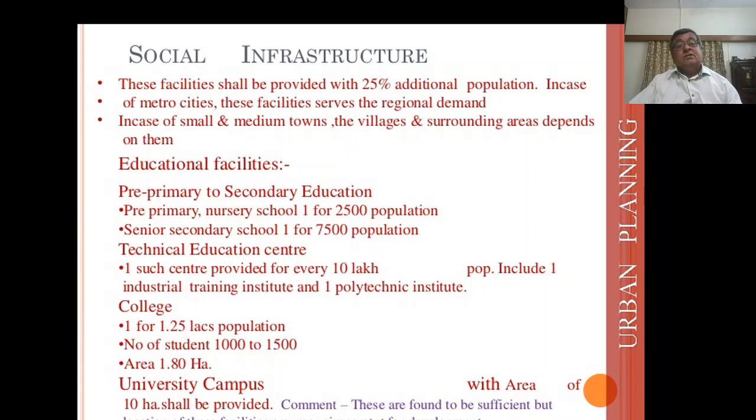Now, social infrastructure. These facilities shall be provided with 25% additional population. In the case of metro cities, these facilities serve the regional demand. In the case of small and medium towns, the villages and surrounding areas depend on them.